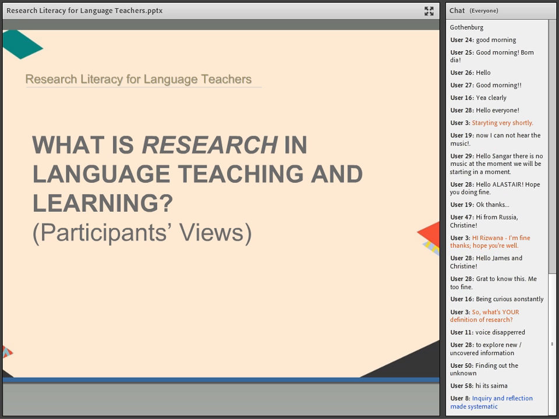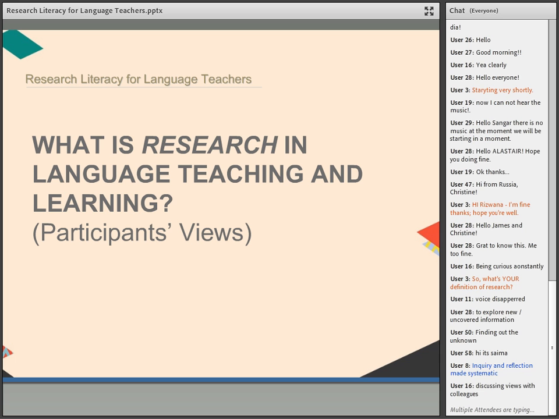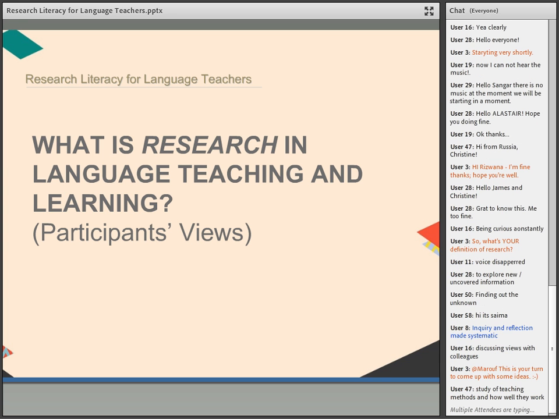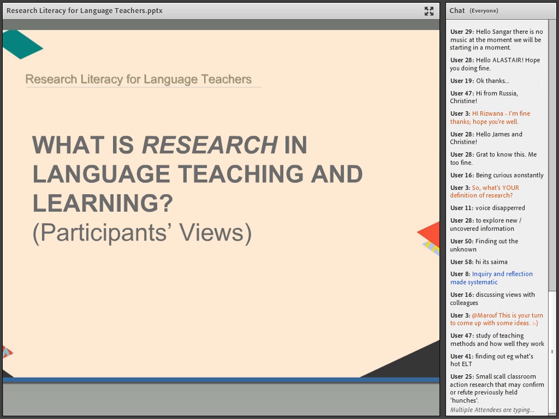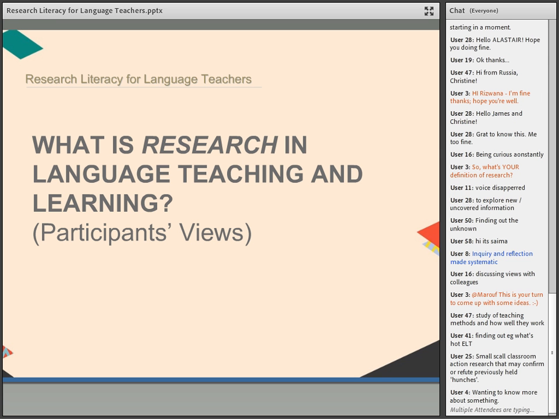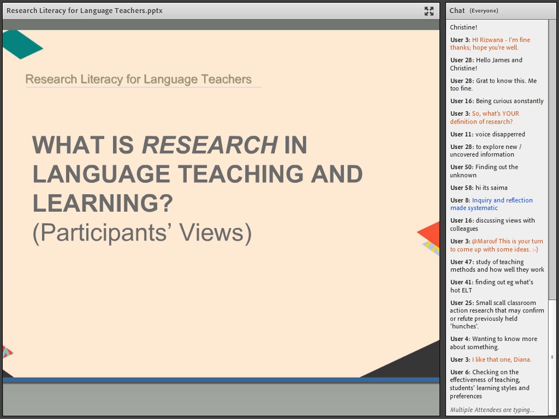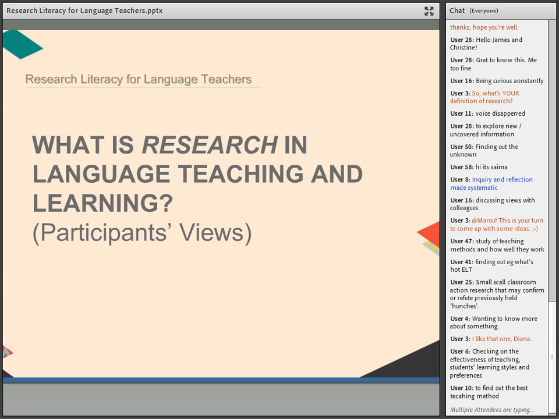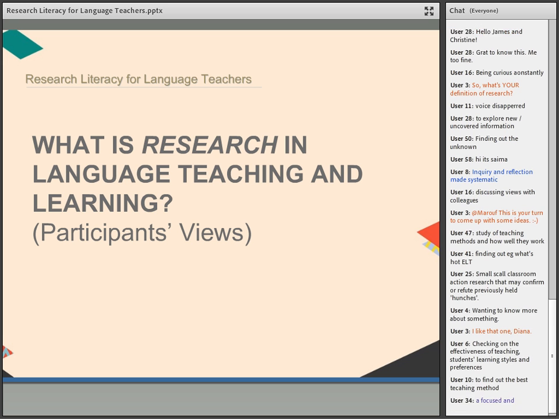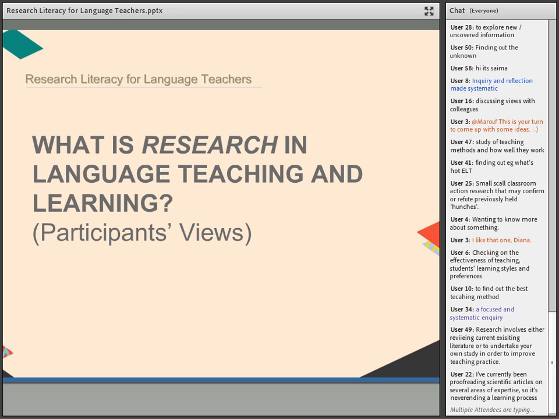Good, we've got our first definitions there. From Rizwana, to explore new and uncovered information. From Patrick, to find out the unknown. From Anastasia, to study the teaching methods and how well they work. To find out, etc., about what's hot in ELT. From Keith. From Diana, small-scale classroom action research that can confirm or refute previously held hunches or beliefs. From Joke, wanting to know more about something. From Tian, checking on the effectiveness of teaching, students' learning styles and preferences.